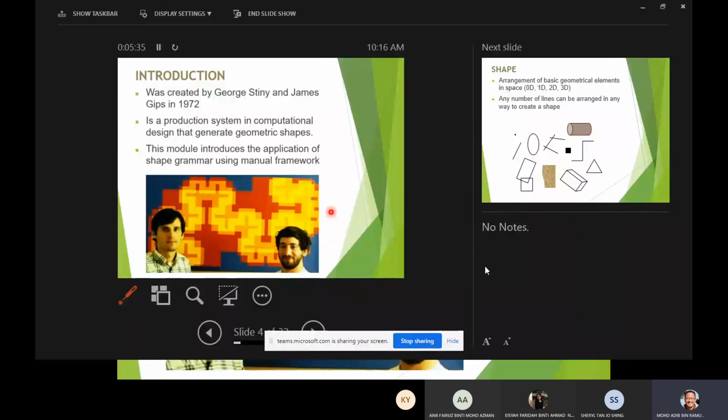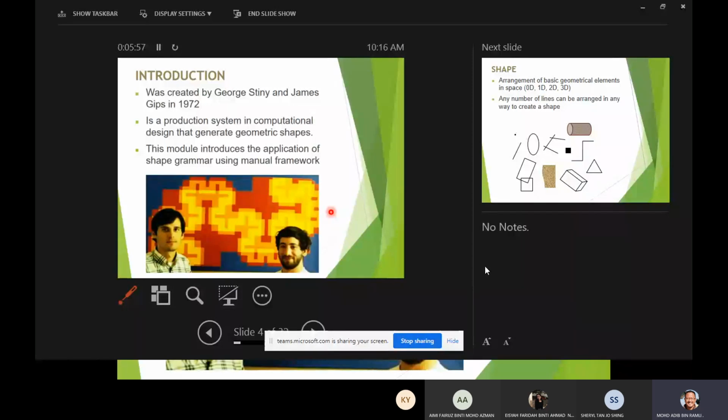Shape grammar was created by George Stiny and James Gips in 1972. Basically, they are researchers, and I think now they are with MIT, the Massachusetts Institute of Technology. It is a production system in computational design that generates geometric shapes.